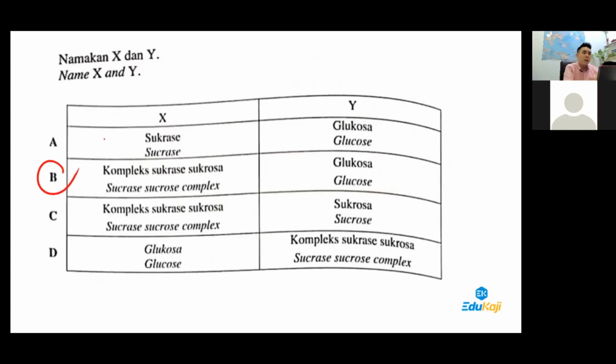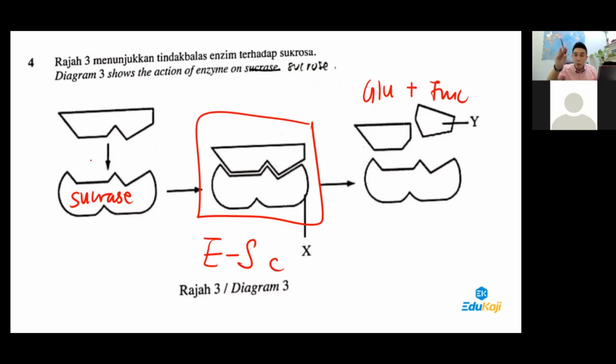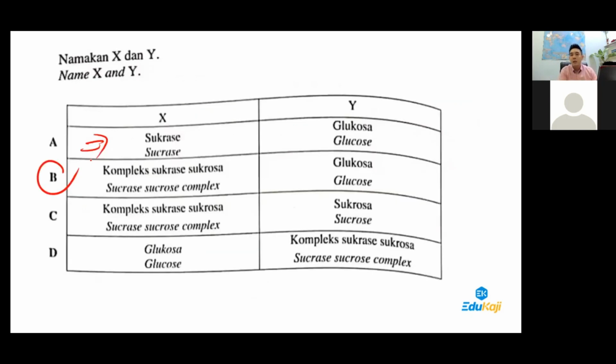Some chose A because of sucrase. Okay, always remember when they are joined together, apabila bergabung, it's considered a sucrase-sucrose complex. Answer B.